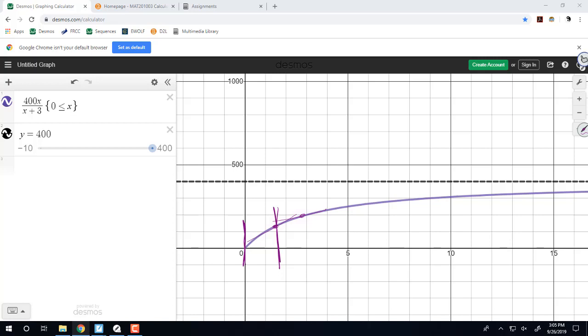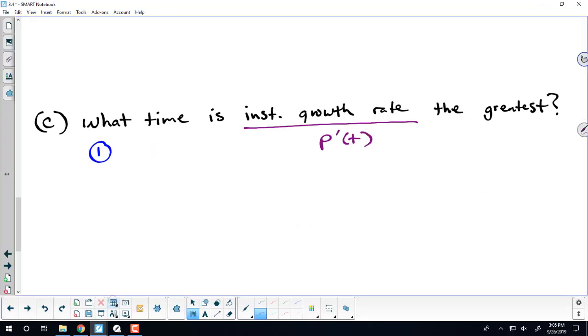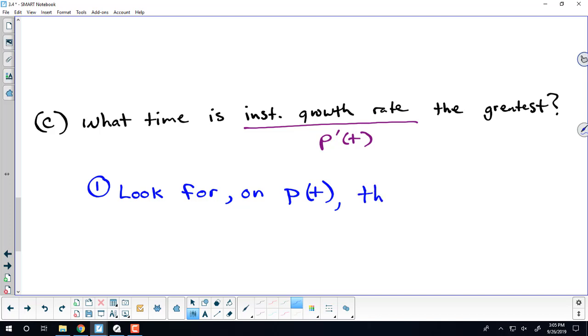Is there something we could set the derivative to? Because if we set the derivative to something specific, we're setting it to that slope. Right. But I don't know what you would actually set it to. Yeah, so let's address that after we address this. So one way to answer this question is to look for, on the population function p of t, the highest slope.